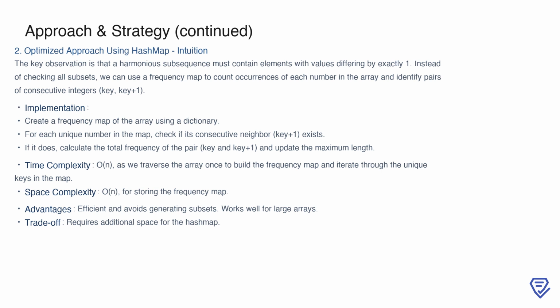This method is highly efficient, with a time complexity of O(n), as we only traverse the array once to create the frequency map and then iterate through the unique keys. The space complexity is also O(n), as we store the frequency map. By avoiding the generation of subsets, this approach drastically reduces computational overhead and scales well for large arrays. The trade-off is that it requires additional storage for the hash map, but the efficiency gains far outweigh this cost.